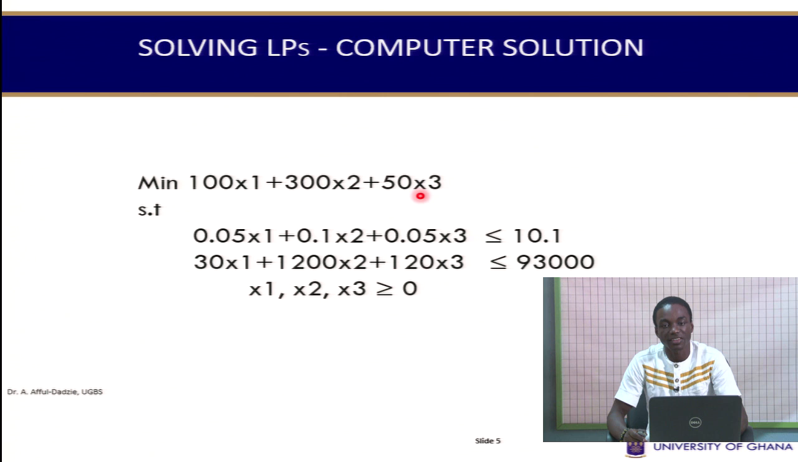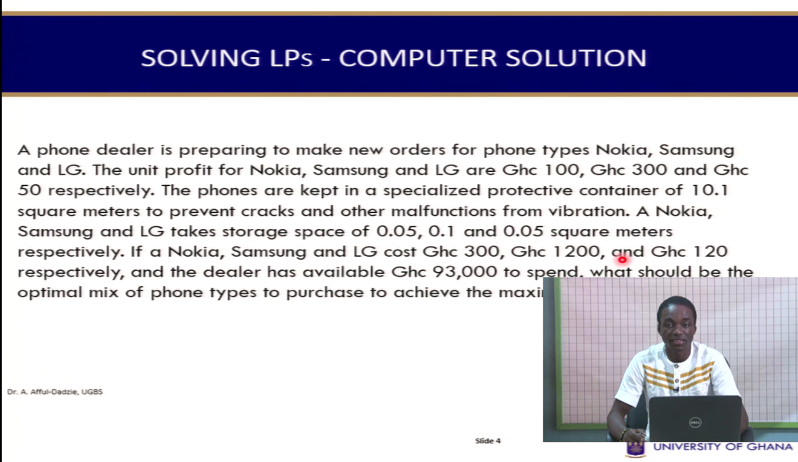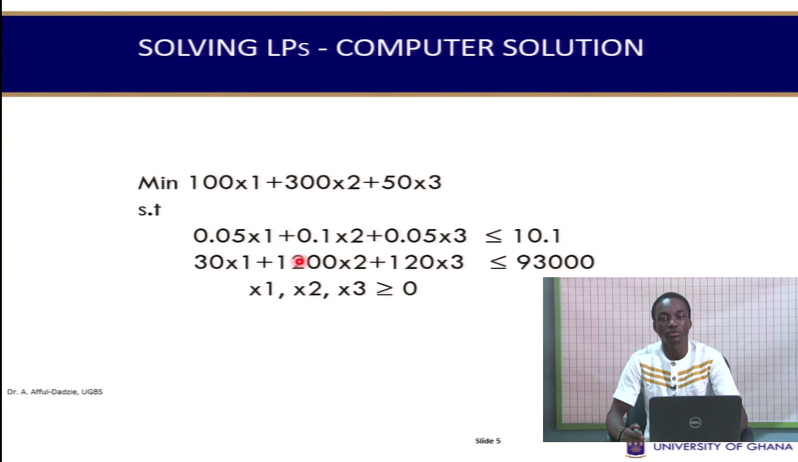Now, if you look at the space constraint, you'll see that 0.05 square meters is for a single Nokia phone, a Samsung phone takes 0.1 square meter of space, and an LG phone takes 0.05 square meter of space. Therefore, the space allocated to Nokia phones, the space allocated to Samsung phones, and the space allocated to LG phones should not exceed 10.1 square meters.